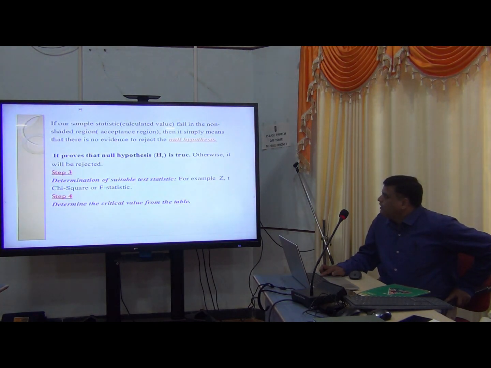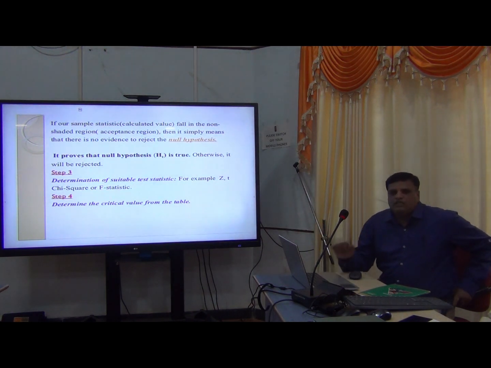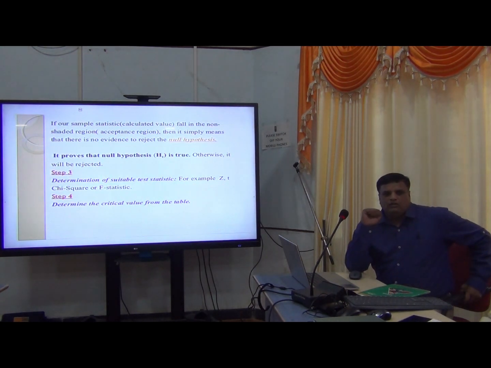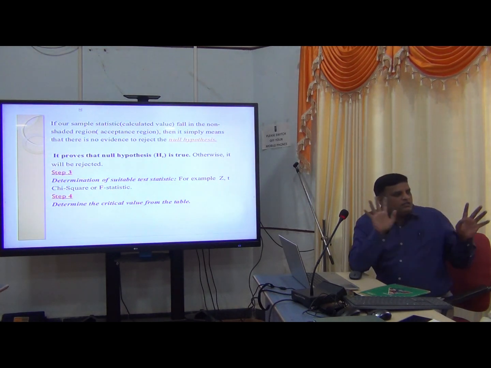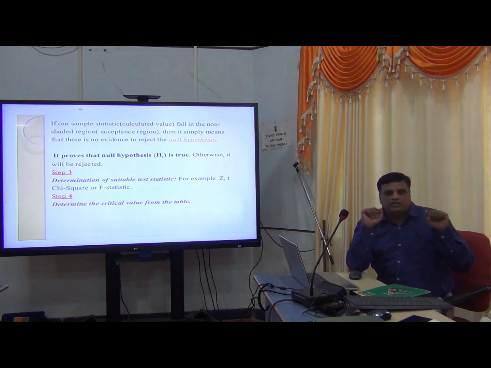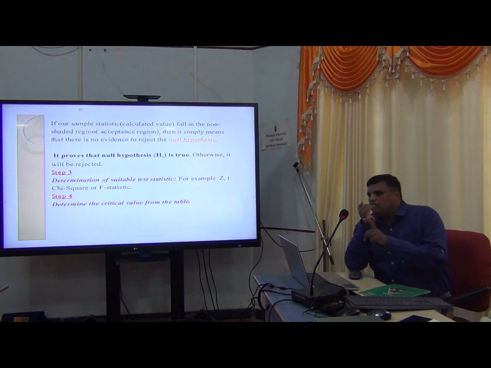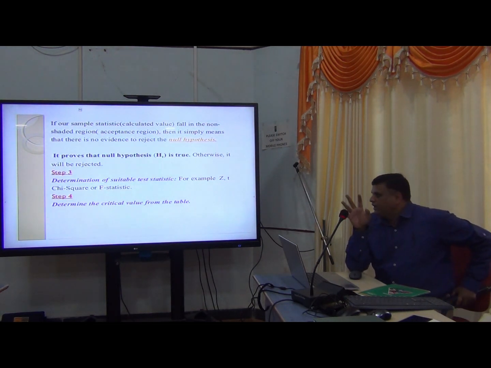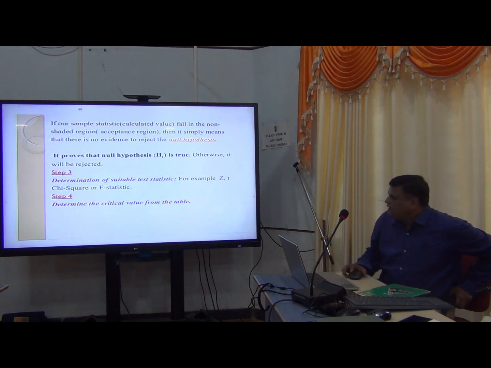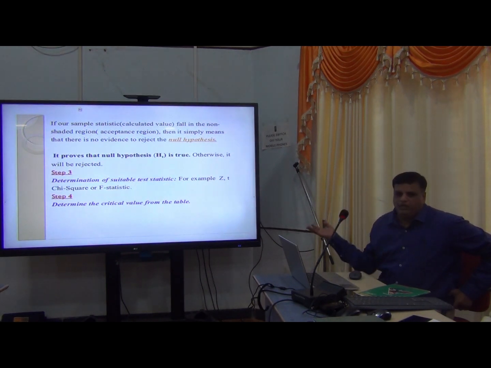The third step would be to determine the suitable test statistic. What is the test statistic that you have to choose? Whether you are choosing chi-square test, t-test, f-test or z-test. How do we choose? That depends on your research question. What is the test that you are conducting for? Whether you are conducting it for means, variance or attributes. So determine the suitable test statistic. Then you have to determine the critical value from the table.